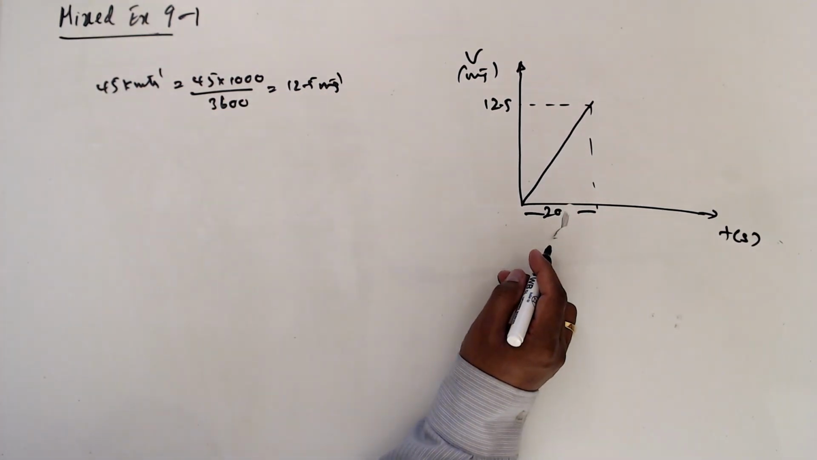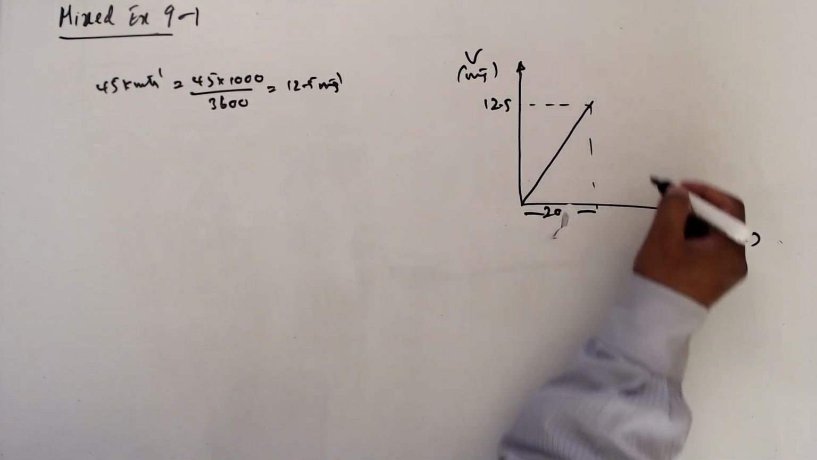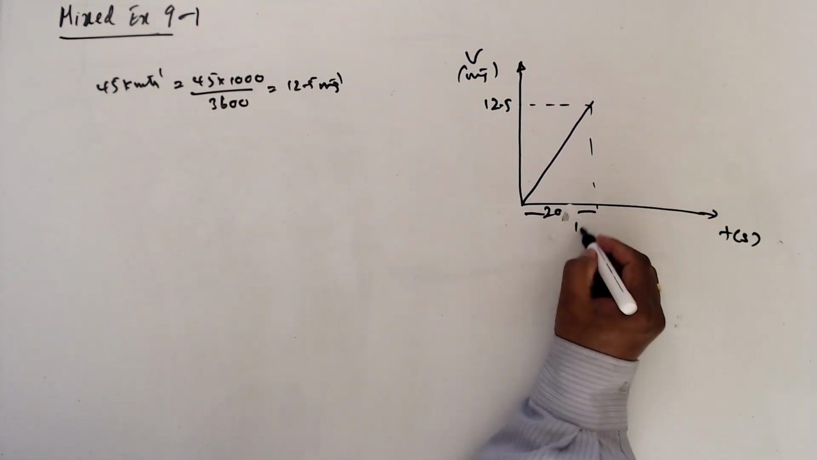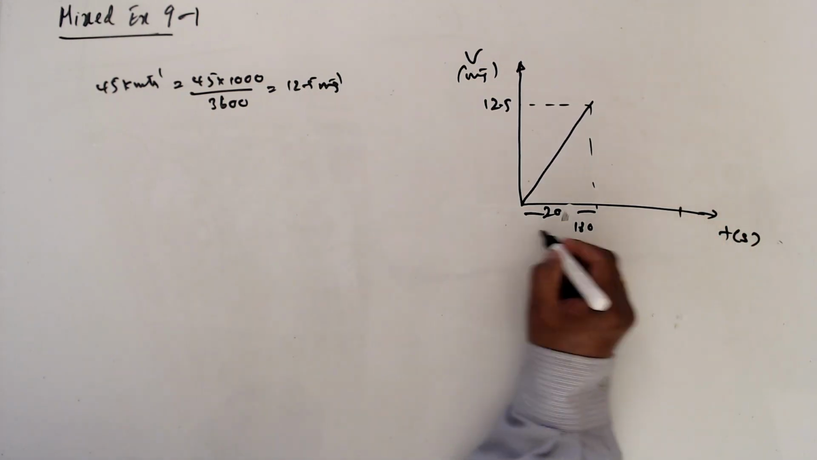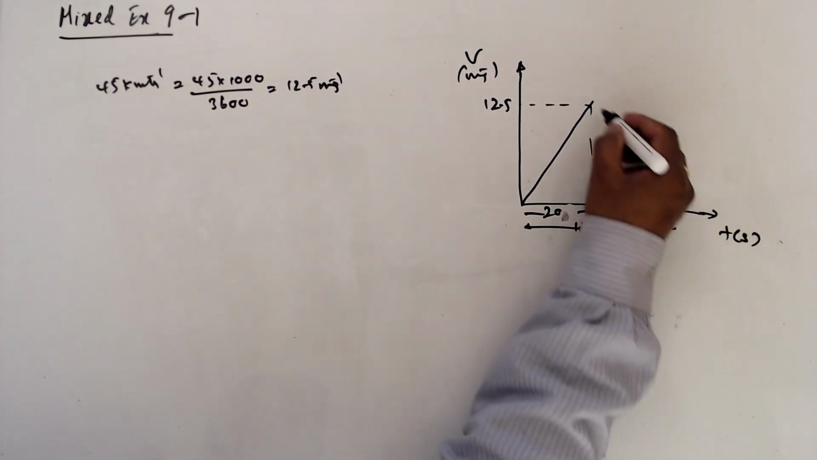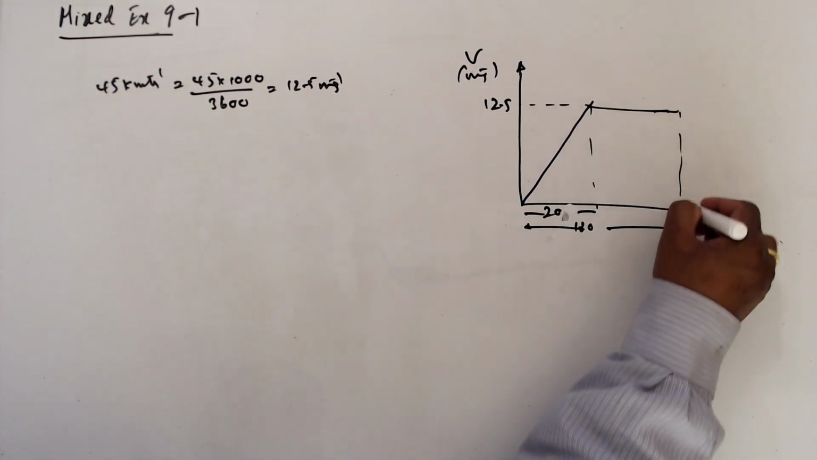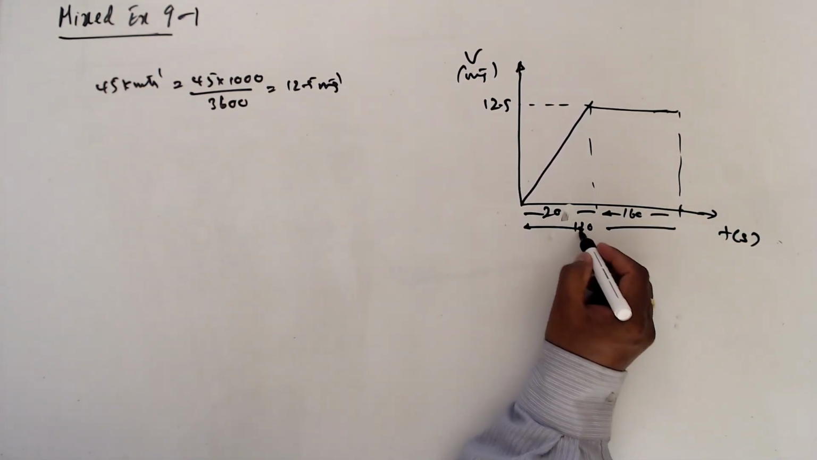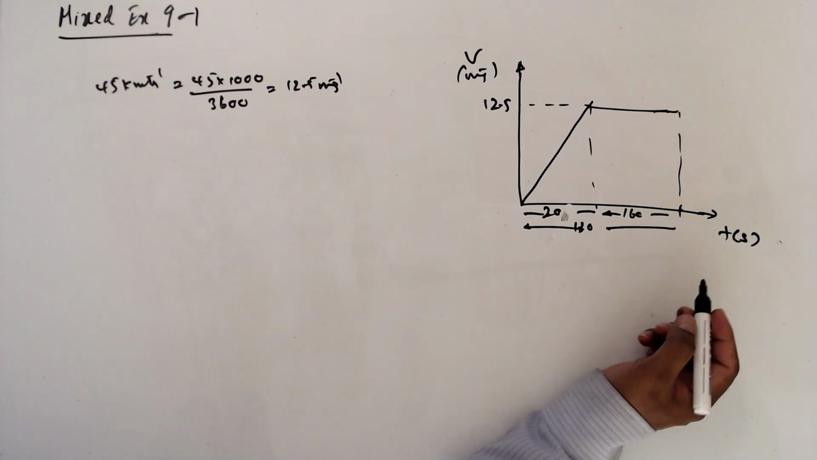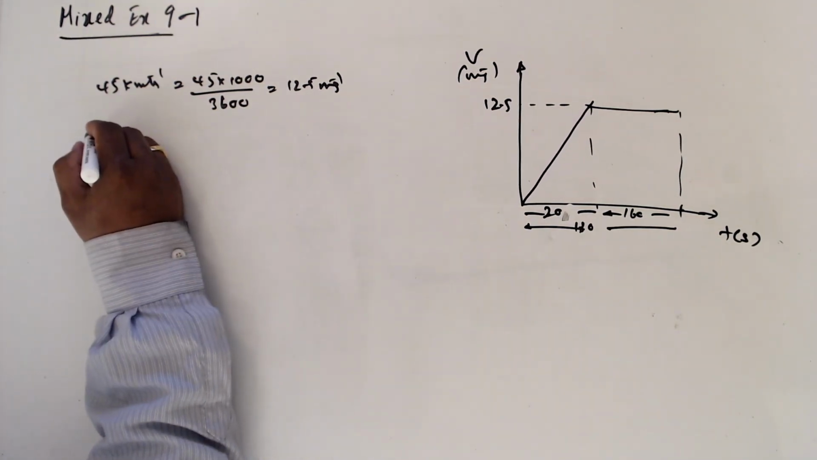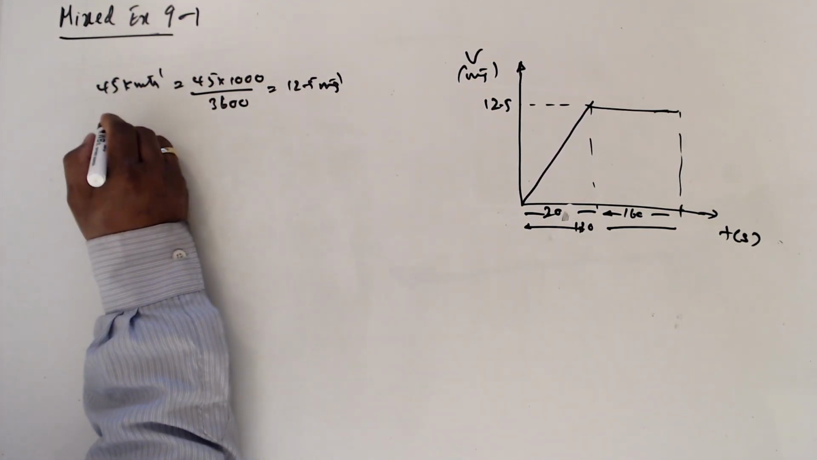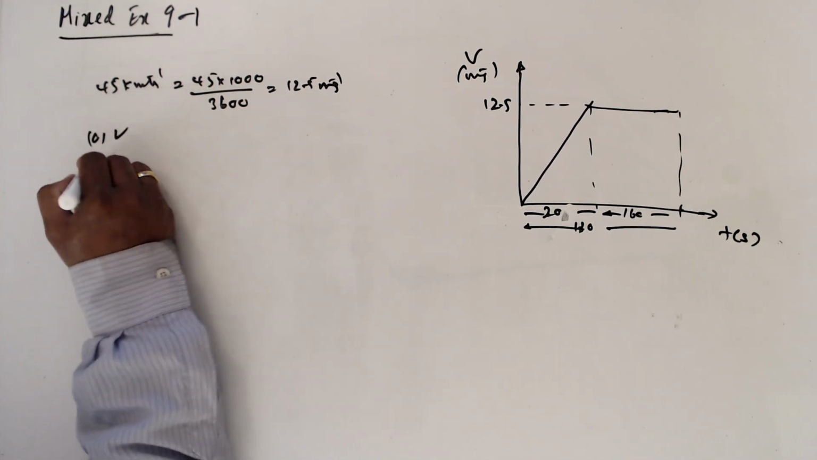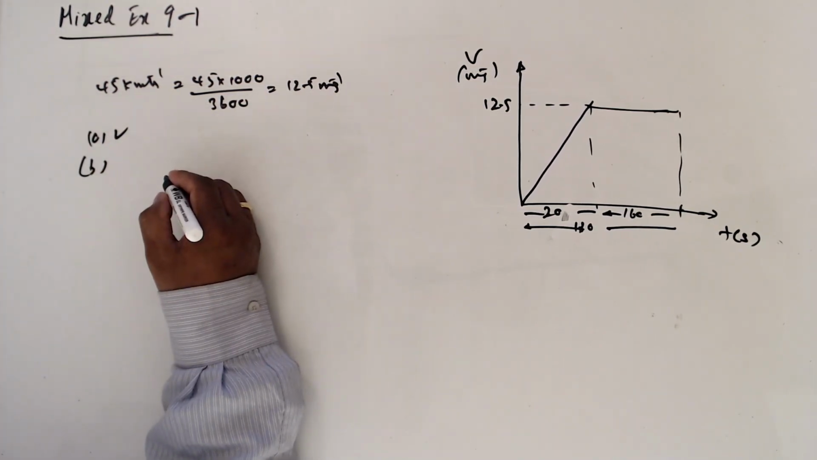The velocity is maintained, and the car passes point B at 3 minutes. So it is maintained until 3 minutes, meaning 180 seconds. Let's say up to here. So this is 160, then 180 minus 20 is 160. Part A, sketch the velocity-time graph, which we did, and part B, find the displacement of the car.